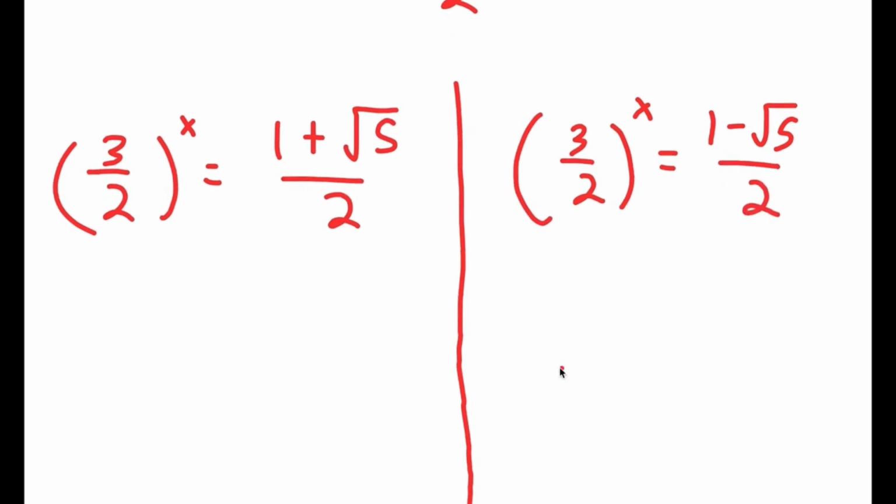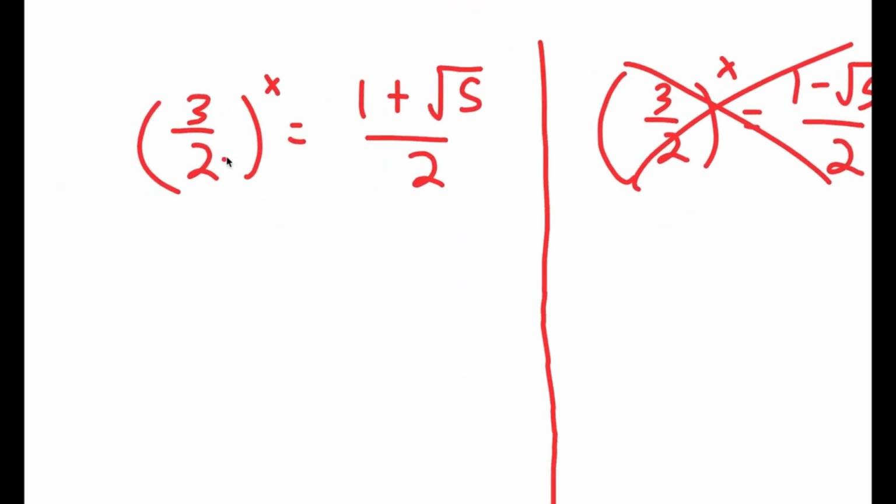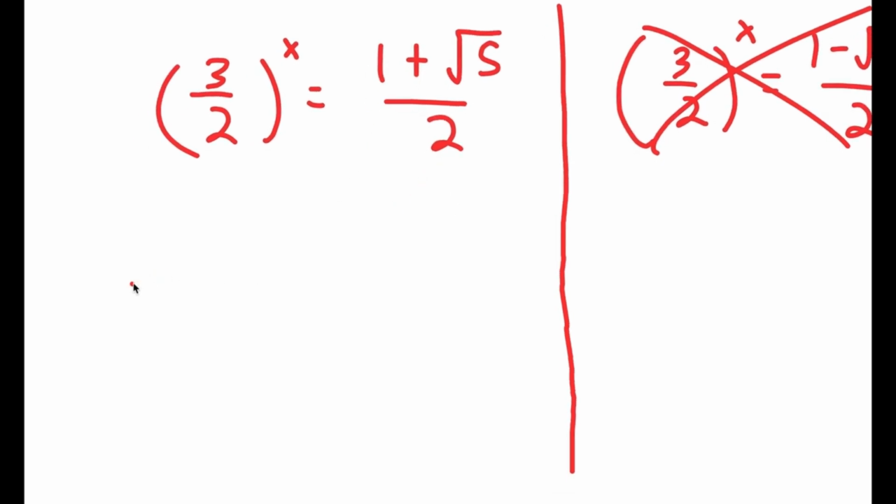Now to actually start, we can already cancel out one of these equations, which is the right-hand one, because 1 minus the square root of 5 is going to be a negative number, and you can't take the power of a positive number and make it equal a negative number. So this equation wouldn't even work. So the only equation I have left is 3 over 2 to the power of x is equal to 1 plus the square root of 5 over 2. And to solve this, I'm going to take the log on both sides.